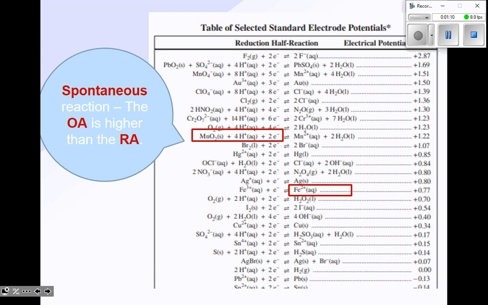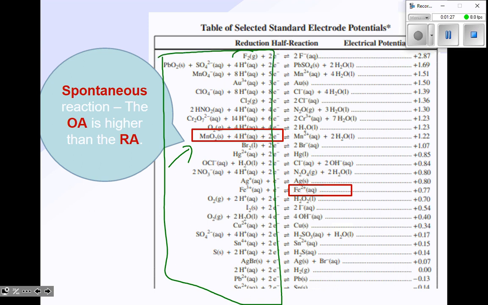So here's an example of what this looks like. Spontaneous reaction, the oxidizing agent is higher than the reducing agent. As we knew from before, here are all of your oxidizing agents on this side, this one being your highest oxidizing agent. These are all reducing agents on this side, this being your highest, or strongest, reducing agent. If your oxidizing agent is above your reducing agent, then it's a spontaneous reaction.